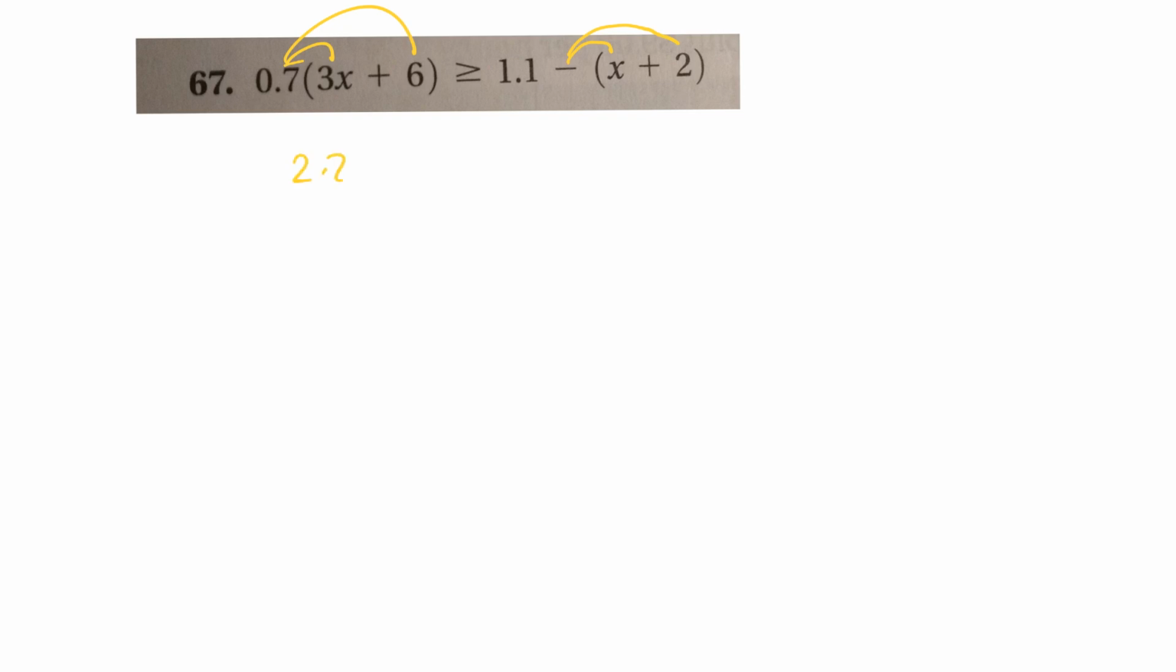So I'd get 2.1x plus 4.2 greater than or equal to 1.1 minus x minus 2, and then collect like terms and solve from there. Okay, hopefully that helps you with those couple of questions.